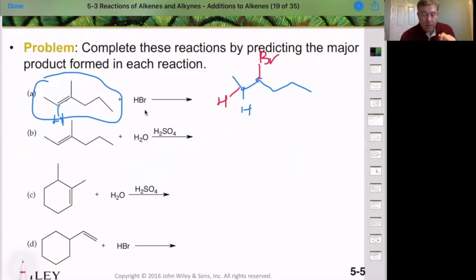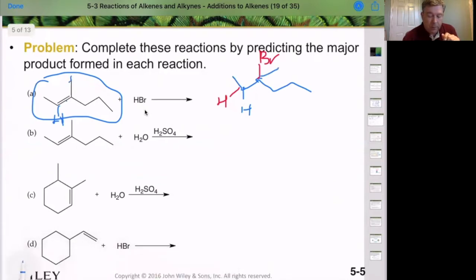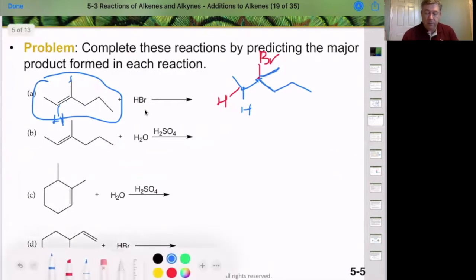Oh, wait, we're missing a carbon here. Let's not forget our other carbon. We had two carbons bonded to it. We have two carbons bonded, and now we have our bromine there.